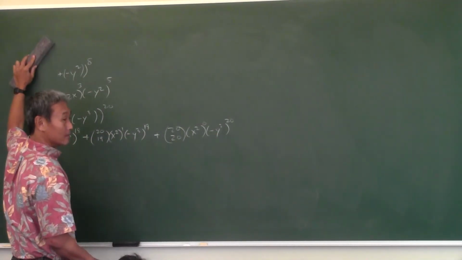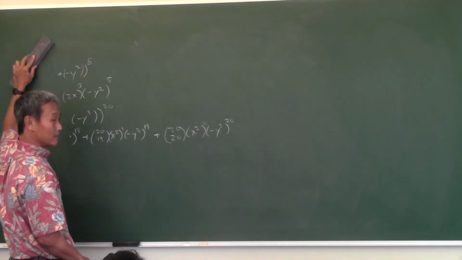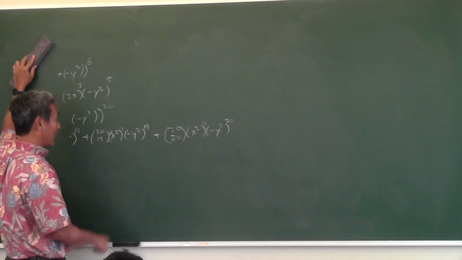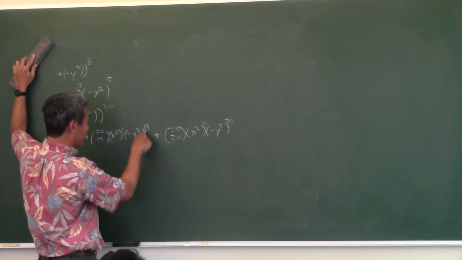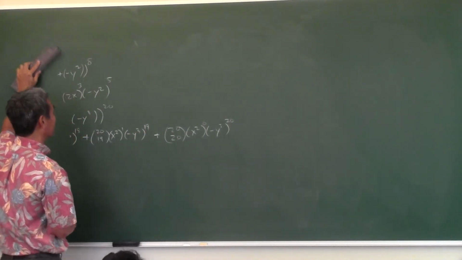So I shouldn't even look at the negative y. I should just look at the power to see if it's even or odd. Yeah, so here, a negative to an odd power will be negative. Okay, yeah, I see.